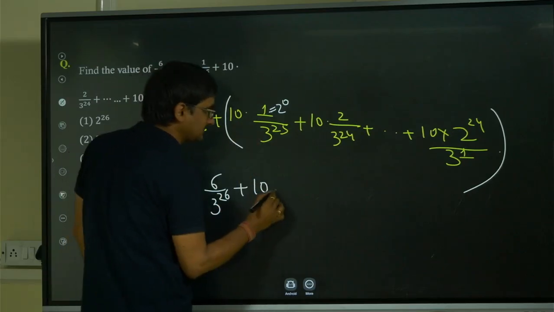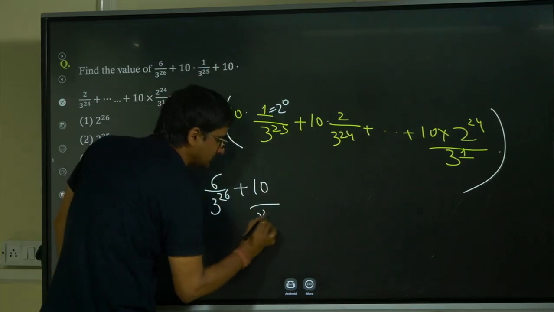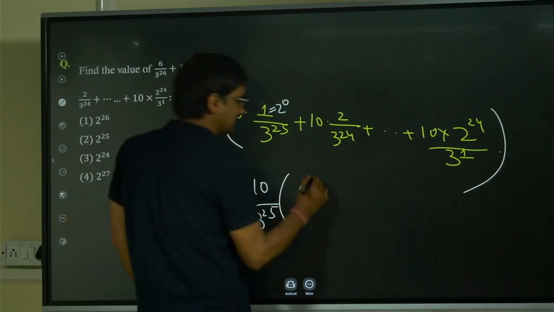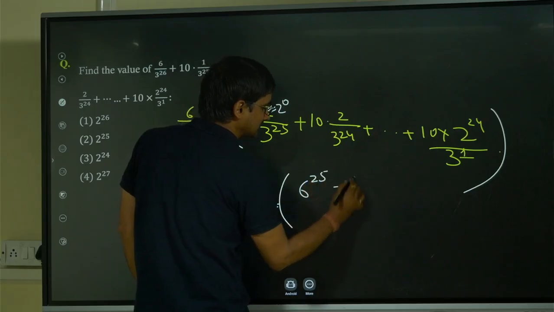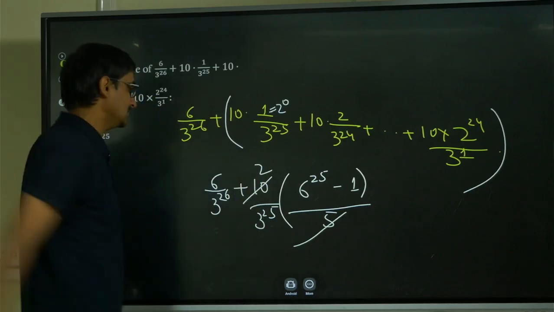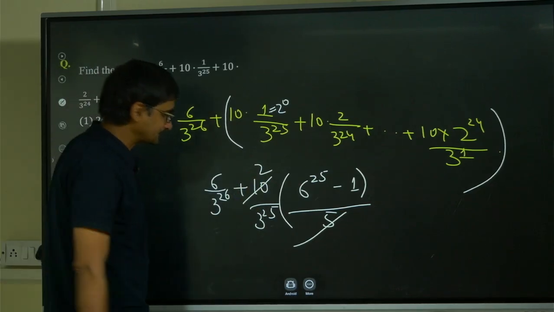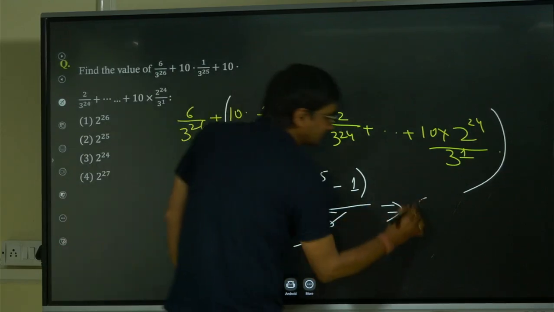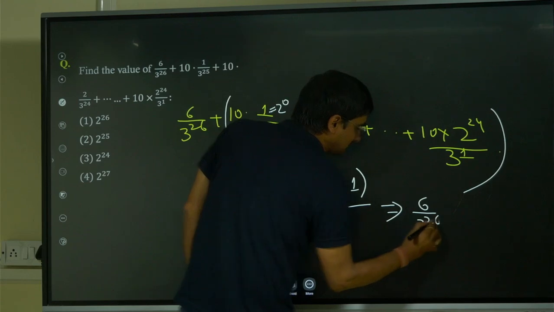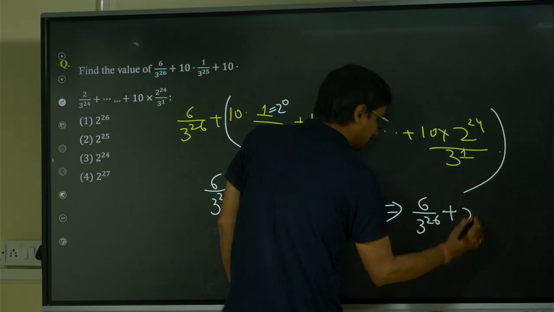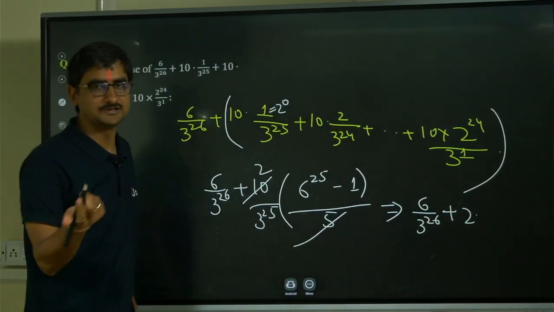Now the first term is of course 1 over 3 raised to the power 25. A into R to the power n minus 1 over R minus 1, as we know, where R minus 1 is 1. So that's it. So what do we get? Okay, yeah, we got it. So it is 6 over 3 raised to the power 26 and then plus 2 into 6, it can of course be written as 2 into 3.